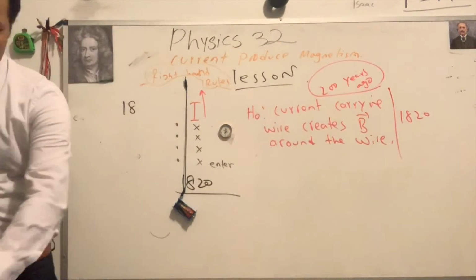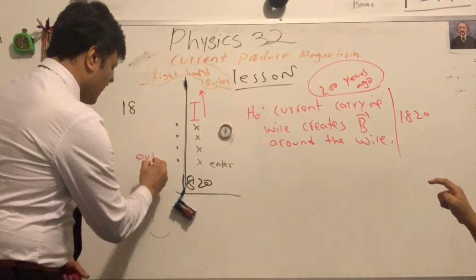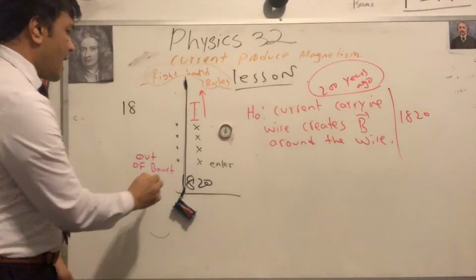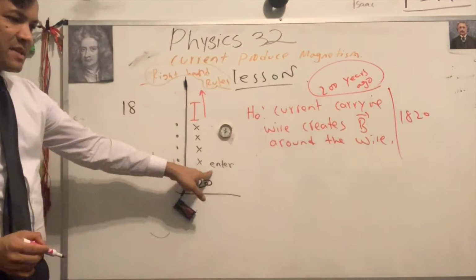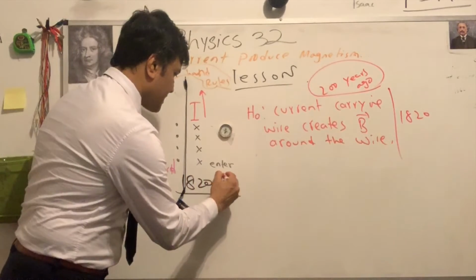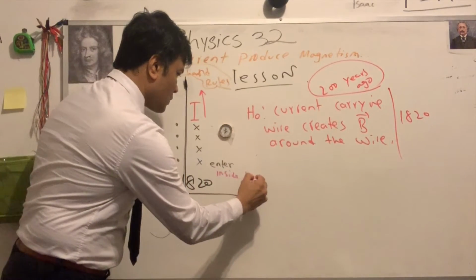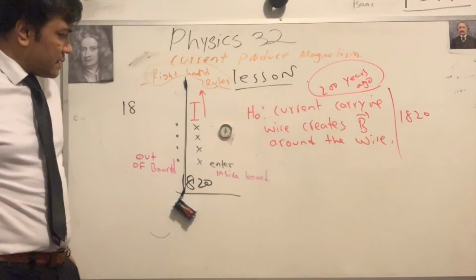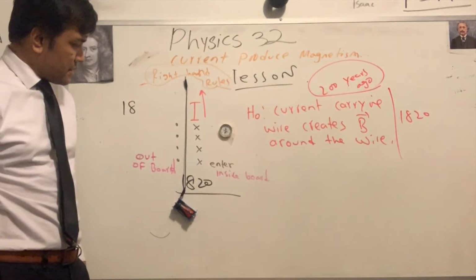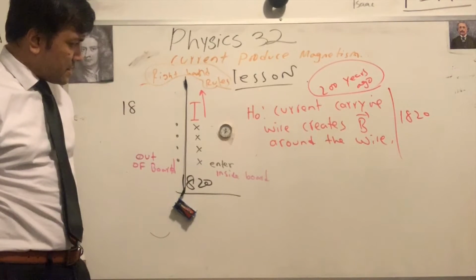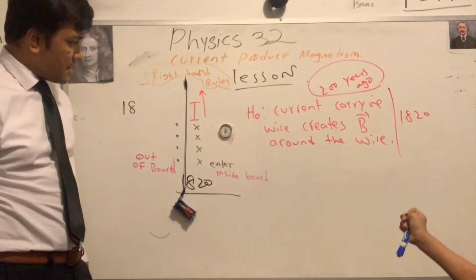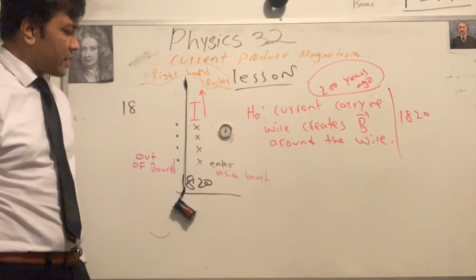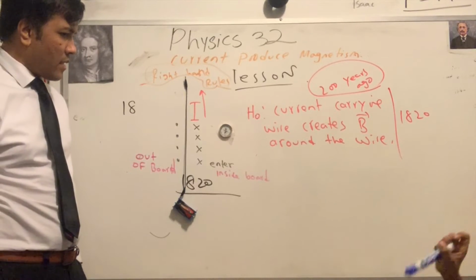So the current goes up, and then it turns around clockwise, and then it goes out of the board. This is inside the board. I get it. So the current, the electricity from the battery, travels up the wire, and then it goes down and out of the board. And that creates a sort of circuit.